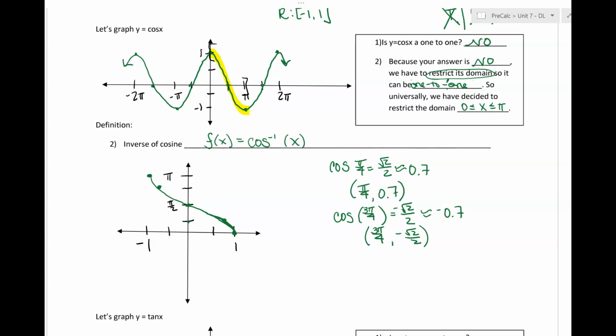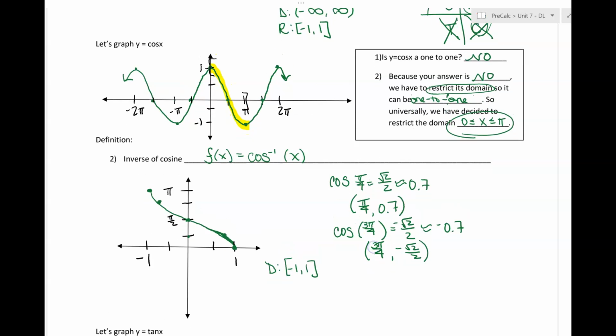Nice. Okay, so our domain, remember, the domain was restricted from the original, so our domain and range for the inverse will also be restricted. The domain is still going from -1 to 1 because that happens to be the range from the original. And the range is now this guy. So as we can see, we start at 0 and go to pi inclusive.